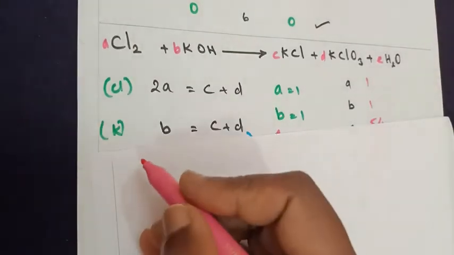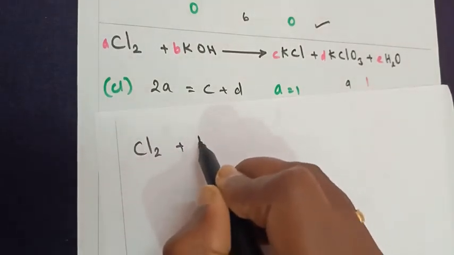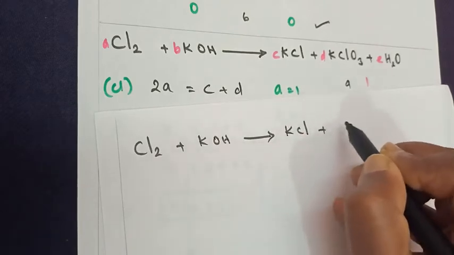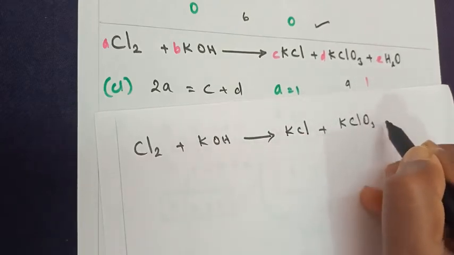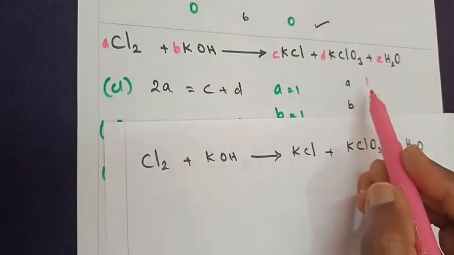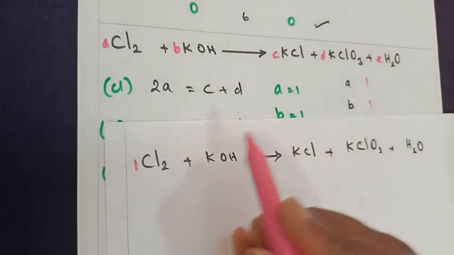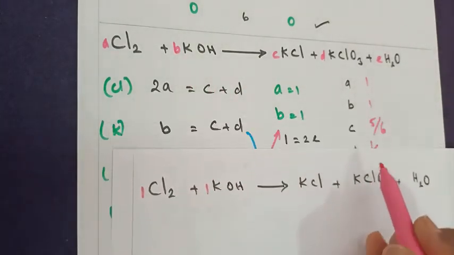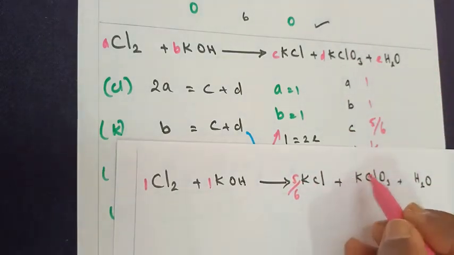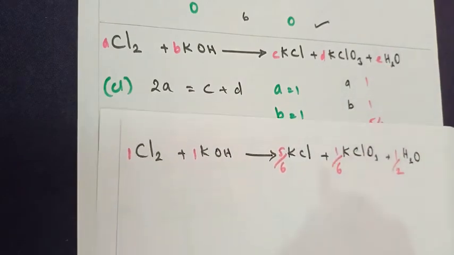So when I substitute, I'm rewriting the same reaction: chlorine, treating it with potassium hydroxide, we get potassium chloride plus potassium chlorate plus water. Now what's the value of A? We have calculated it to be 1, so I'm writing 1 here. Potassium hydroxide, what's the value? B, 1. The C value we have got to be 5 by 6 here. What's the D value? 1 by 6 we've got here. And what's the E value? We have got it to be 1 by 2.